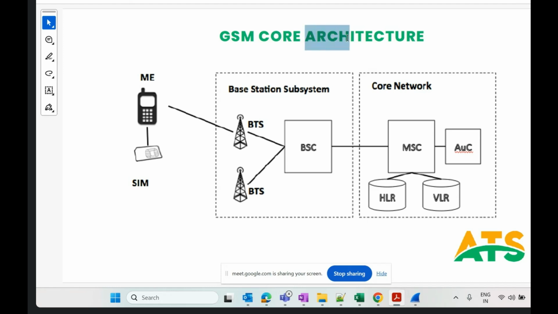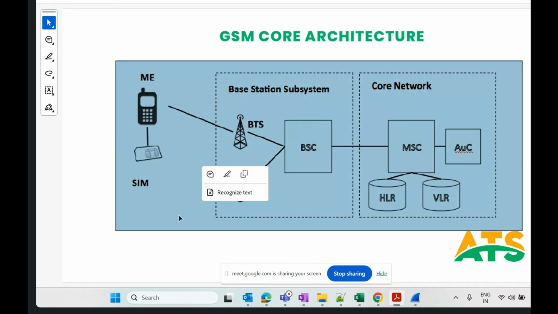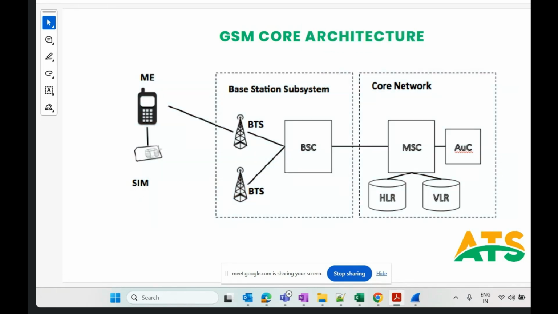So what does architecture mean? Architecture is basically your diagram, how all the network products are connected with each other, and how the call flow happens. So this is the basic thing of 2G. You can see this is called the SIM, subscriber identity module, and ME means your user equipment or mobile.